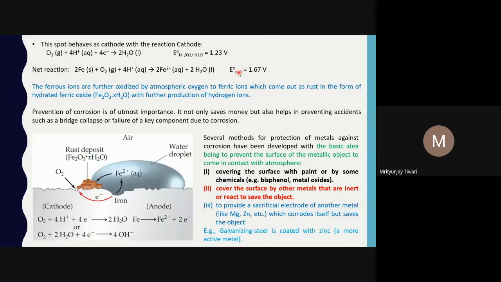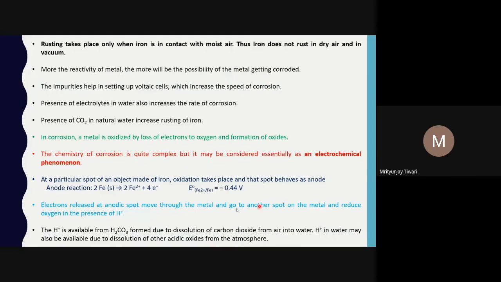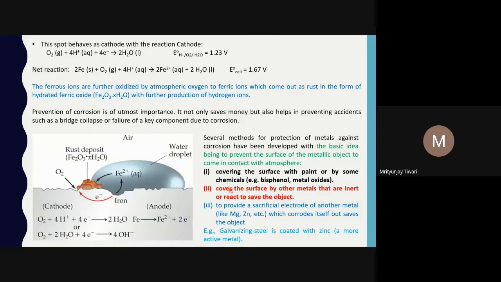The E naught cell for this net reaction we can also write, using the formula that we know: E cathode minus E anode. So E cathode is 1.23 minus 0.44 volt, that is given here, and minus into minus becomes plus. So 1.23 plus 0.44 volt will be equal to 1.67 volt.